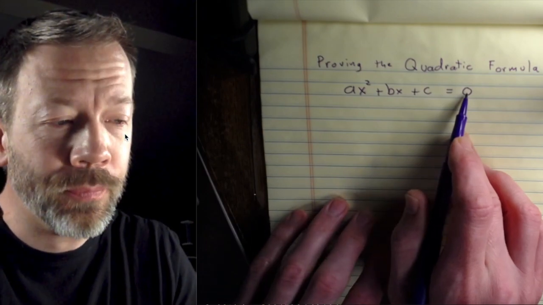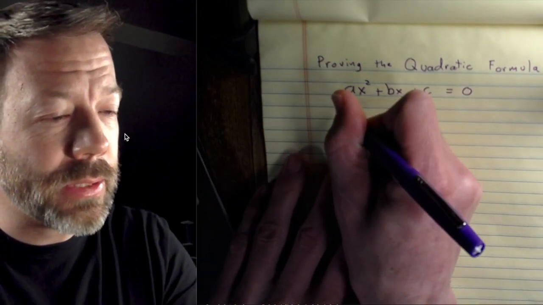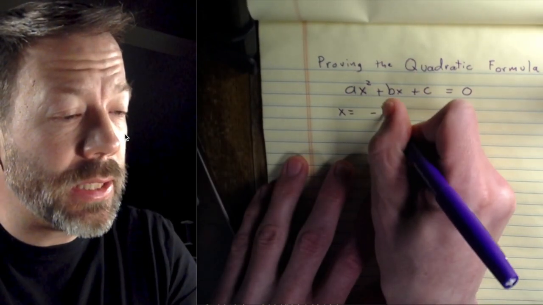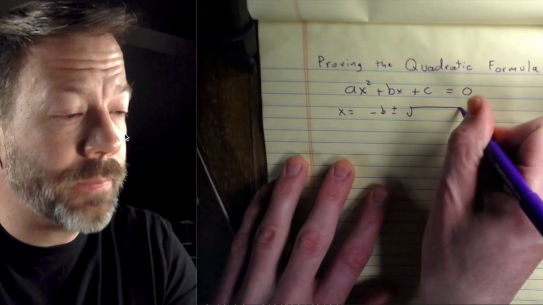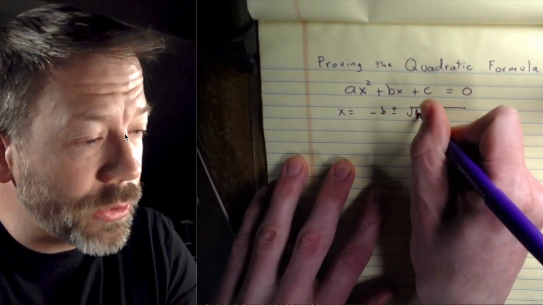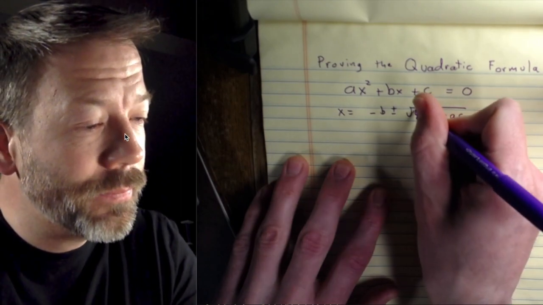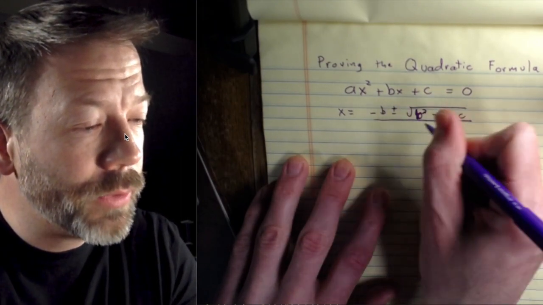to factor them. That quadratic formula, by the way, looks like this. x equals negative b plus or minus the square root of b squared minus 4ac, all over 2a.